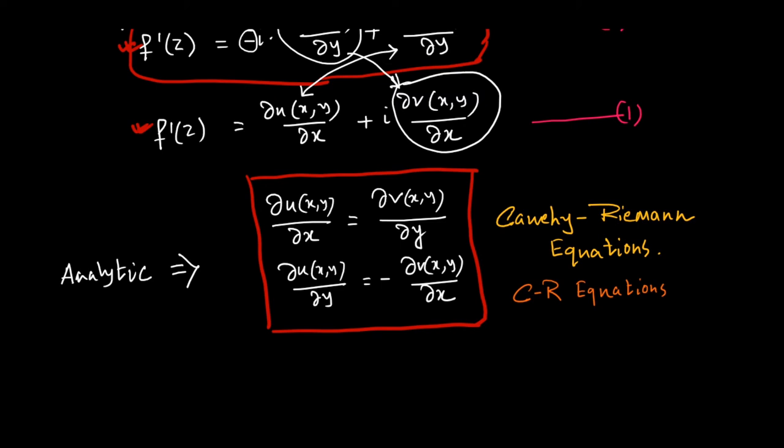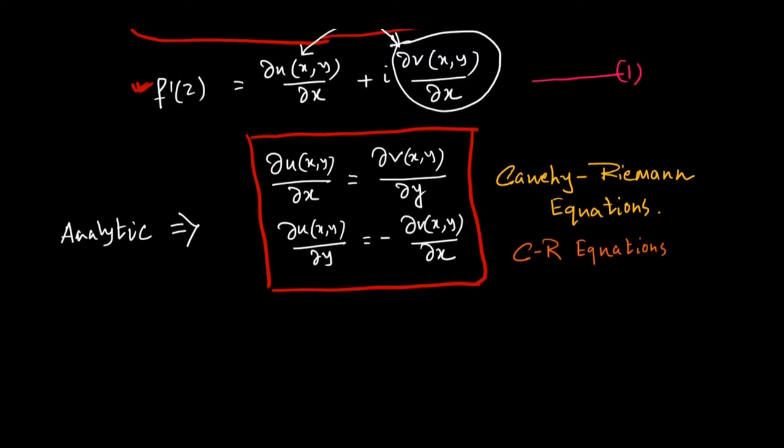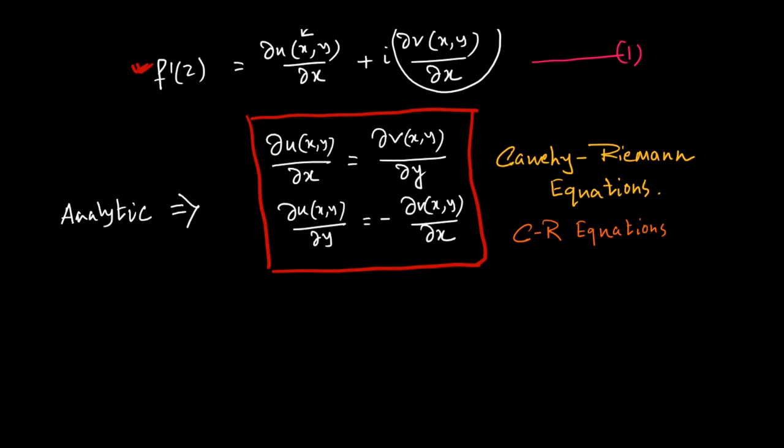Hence, these Cauchy-Riemann equations are necessary conditions only, not sufficient. Up to this point, whatever we have seen, these Cauchy-Riemann equations are necessary only, not sufficient, because this tells you that when the function is analytic, then these conditions will be satisfied. So it is a necessary condition for an analytic function.